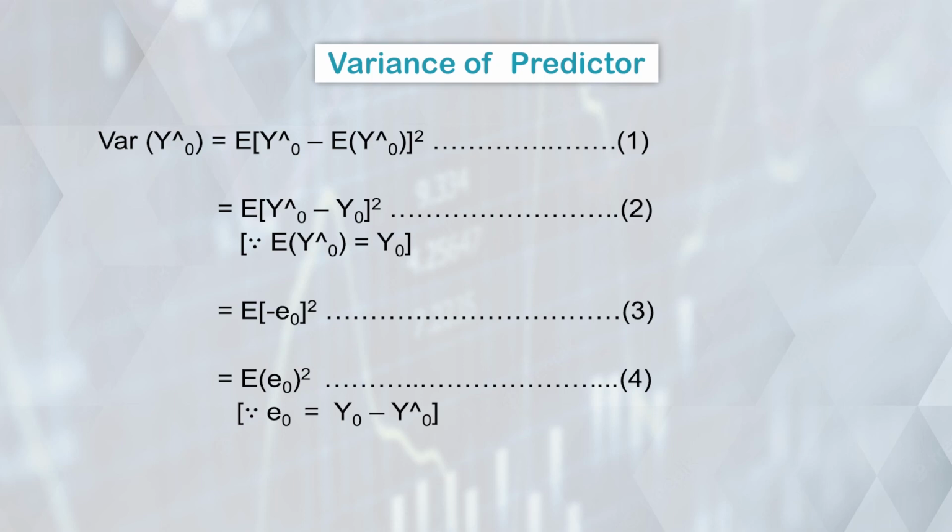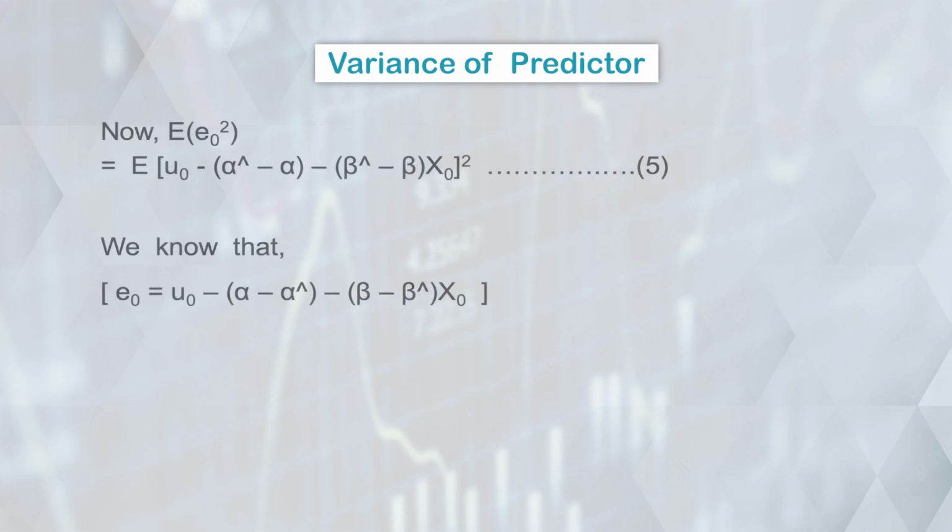So in this particular slide, we can see that variance of y0 hat boils down to expectation of E0 whole square. Now as we go to the next slide, we repeat the expression of expectation of E0 whole square, and we go to step number 5 from step number 4. So in place of E0, we write down the entire expression again, which is already shown here, as we know that E0 is nothing but U0 minus alpha hat minus alpha within the first bracket, then minus beta hat minus beta within the first bracket into x0. So we put the entire expression in equation number 5.